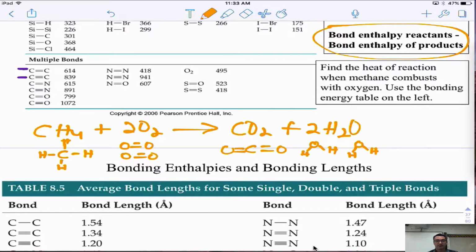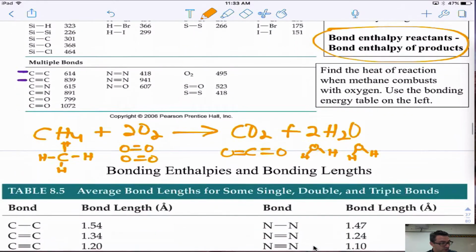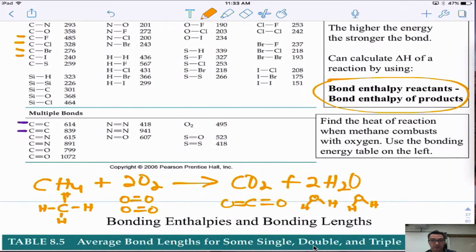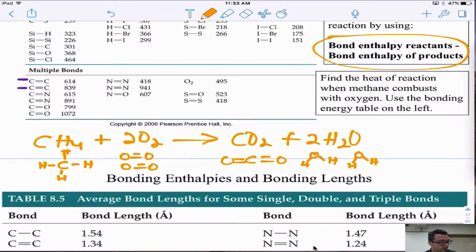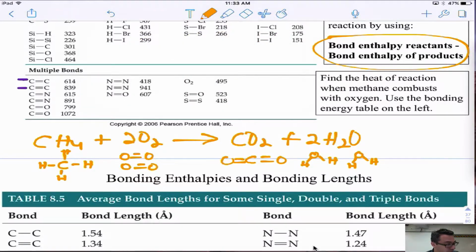Now, if I want to find the energy change of this reaction, I would do the bonds broken. We break CH bonds, four of them. C bonded to H is 413, that's at the top of the chart. So we're going to do 413 times four. I'll do this work over here. So we're going to do bonds broken: 413 times 4 plus O2, which is 495, times 2. So now we have those.